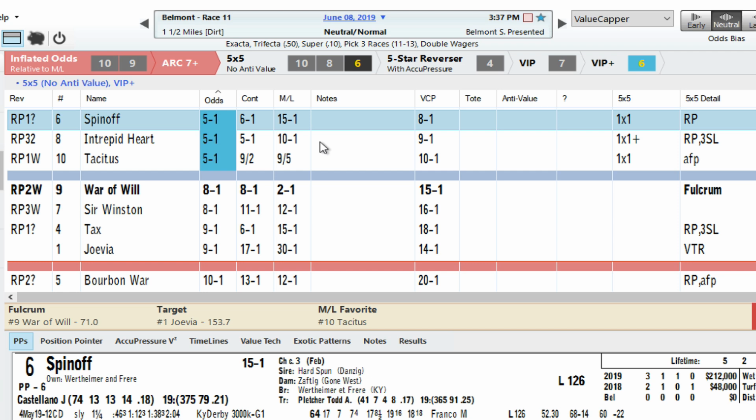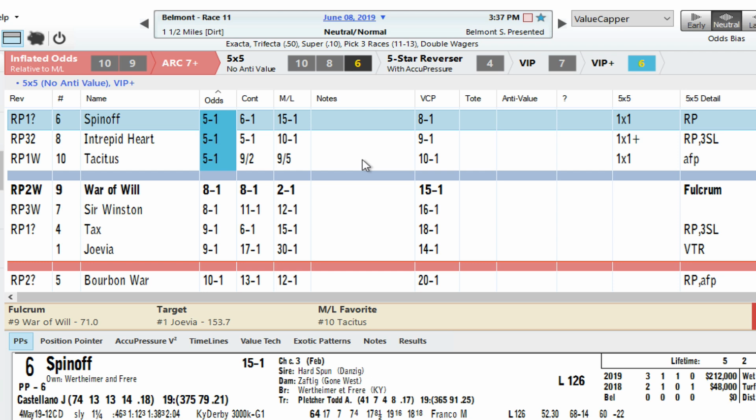I'll have an 8-7 exacta box, an 8-7 straight. And then I'll play, okay? In other words, I'll probably have a 6, 7, 8, 10 trifecta box. I may put War of Will in with the longer priced horses. Now, as some, really let's try for a bomb. I'm nothing really against Tax and Joyvia. I think it's cheap speed, if you will.